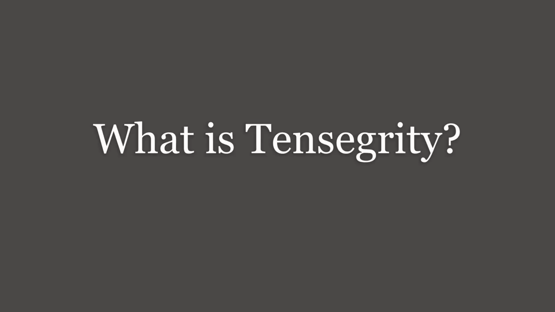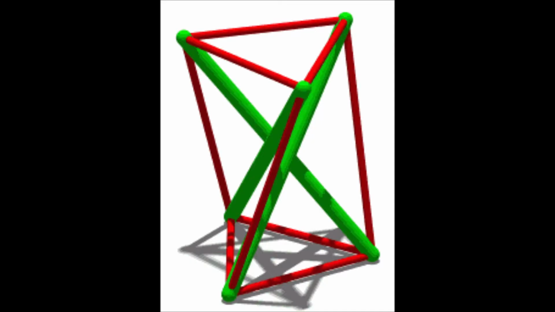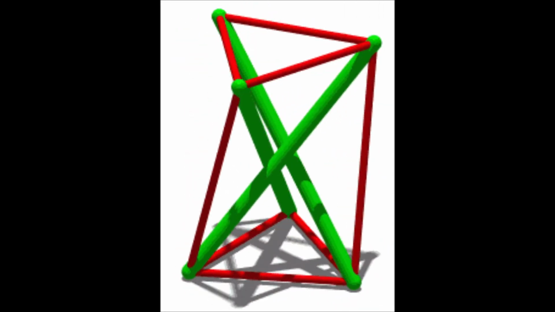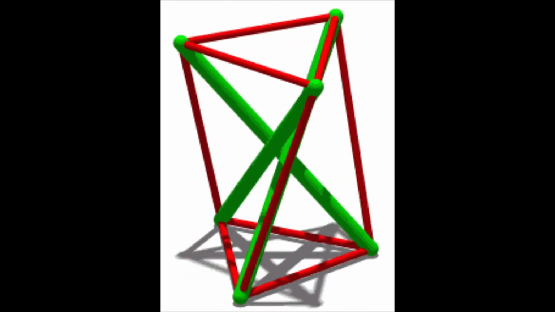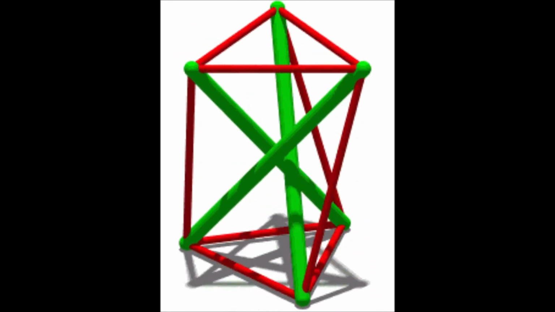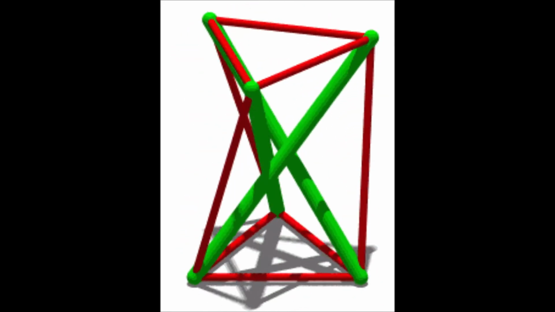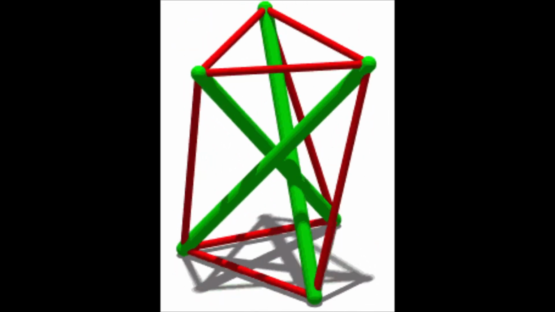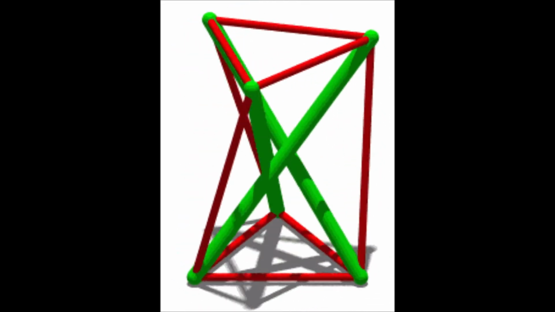To start us off, what exactly is tensegrity? Well, tensegrity itself is a term used to describe the characteristic properties of a three-dimensional object that is made up of at least two non-contiguous members acting in compression, supported by a series of contiguous linkages acting under tension. The term tensegrity is actually a portmanteau of the words tensile and integrity.